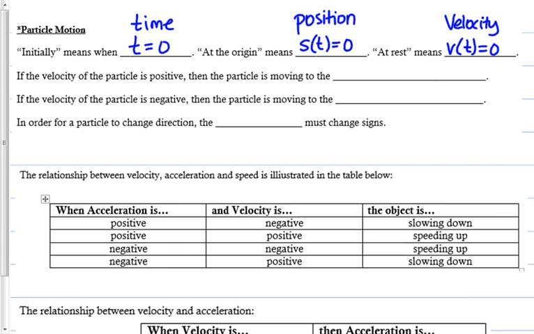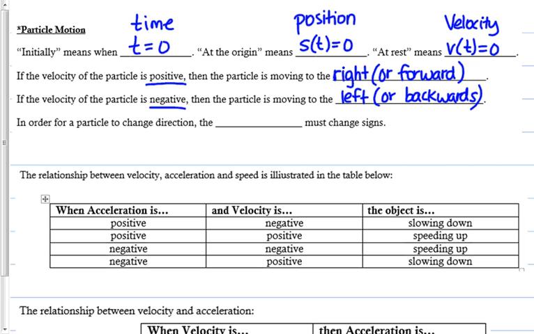All right. If the velocity of the particle is positive, then the particle is going to be moving to the right, also known as forward. Now, if the velocity of the particle is negative, then the particle is going to be moving to the left or backwards. Depends on what they say in the question.